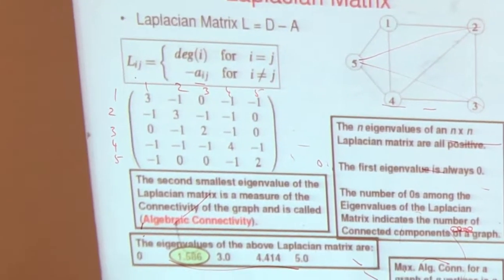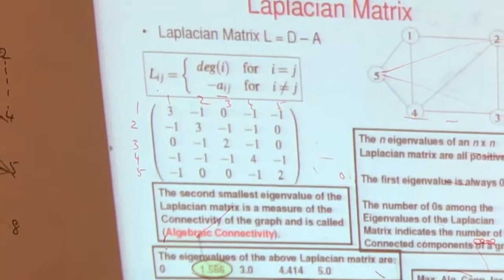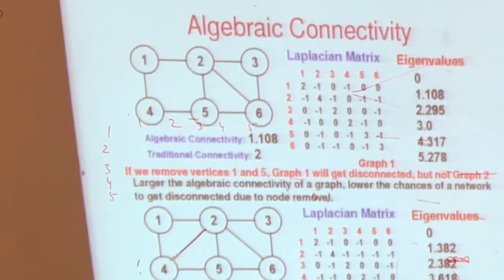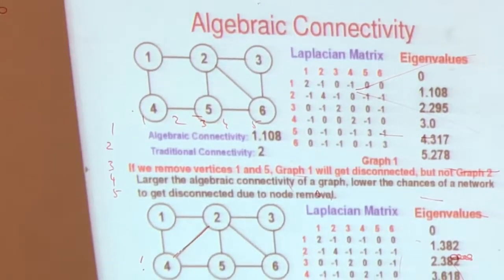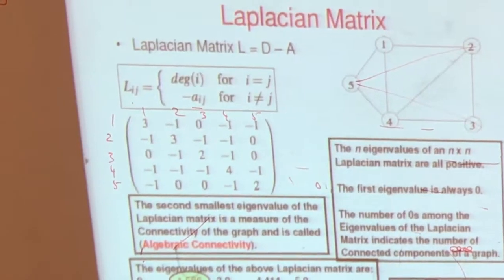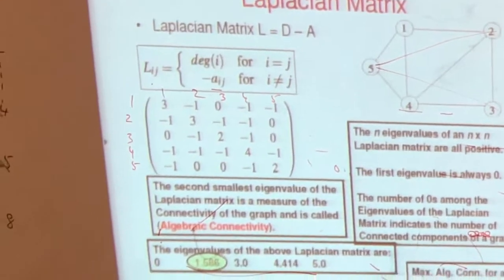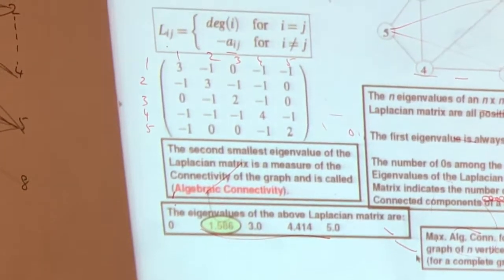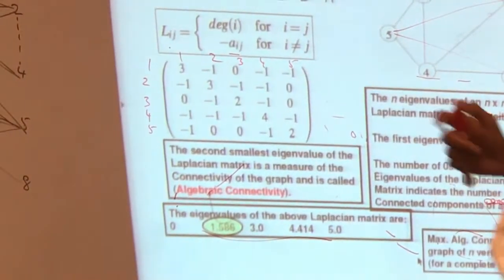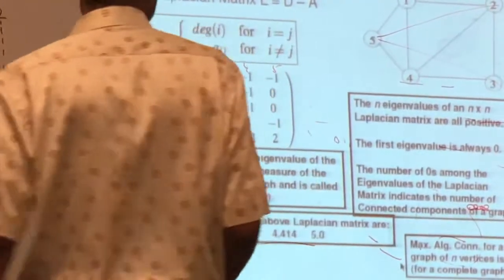Now, as I said before, you can do this analysis for. Sir, can you please again, a little brief? Okay, so that 1.586 is the smallest positive eigenvalue, right? So that's called algebraic connectivity.